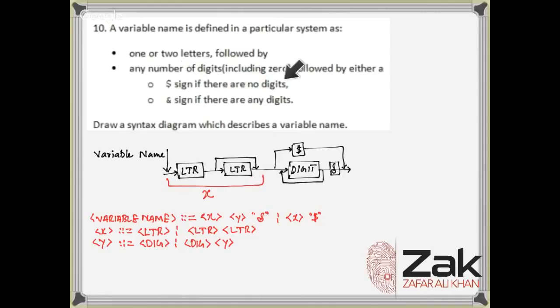A dollar sign if there are no digits. It means that if there are no digits, then just one letter or two letters, get out, dollar sign, go up. Or an ampersand, an and sign, if there are any digits. So if there are any digits, take this and sign and then go up. If there are no digits, go out, take this out. The syntax diagram.